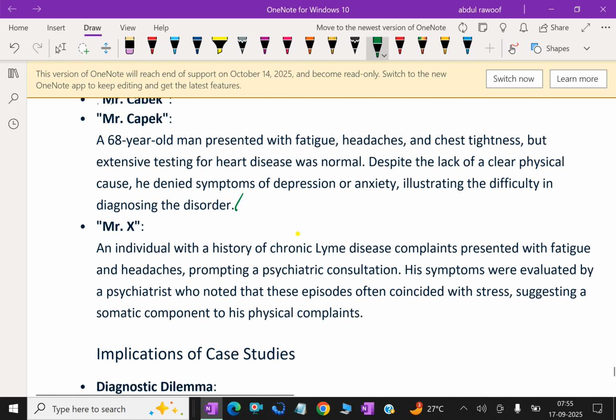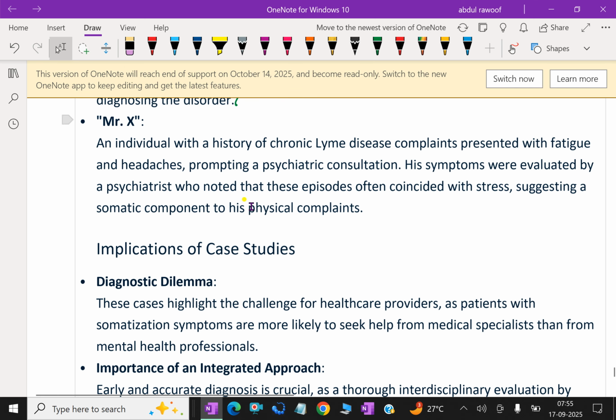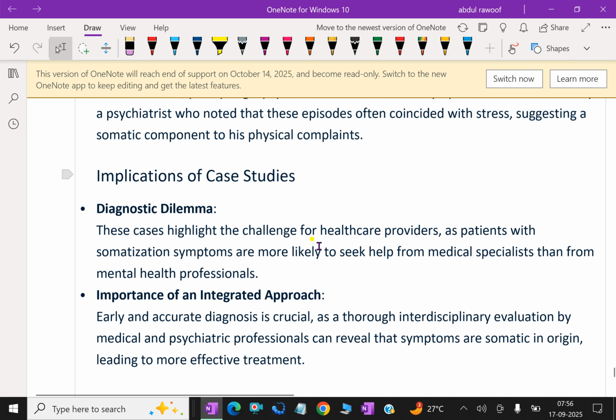Mr. X, an individual with a history of chronic Lyme disease complaints, presented with fatigue and headaches, prompting a psychiatric consultation. His symptoms were evaluated by a psychiatrist who noted that these episodes often coincided with stress, suggesting a somatic component to his physical complaint.